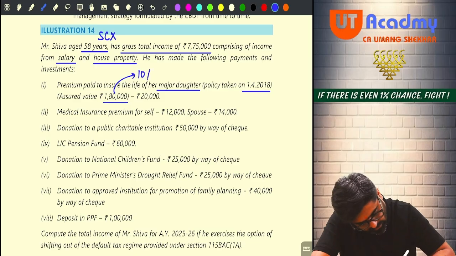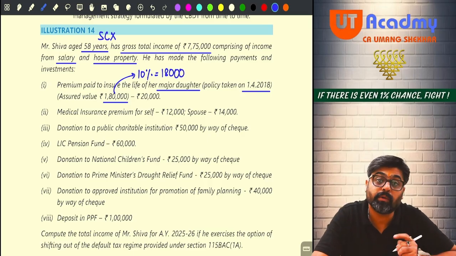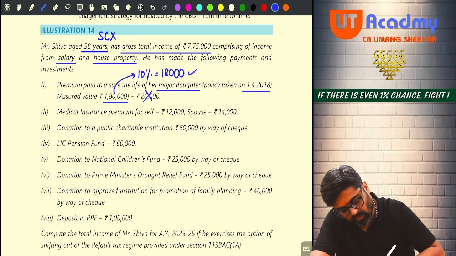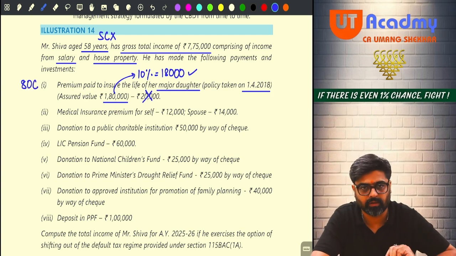10% of this, if you calculate, you are going to get 18,000. So the maximum premium should be 18,000. How much premium have you paid? 20. So this 20 will not qualify; 18,000 will qualify under section 80C. You are going to get the deduction under 80C.